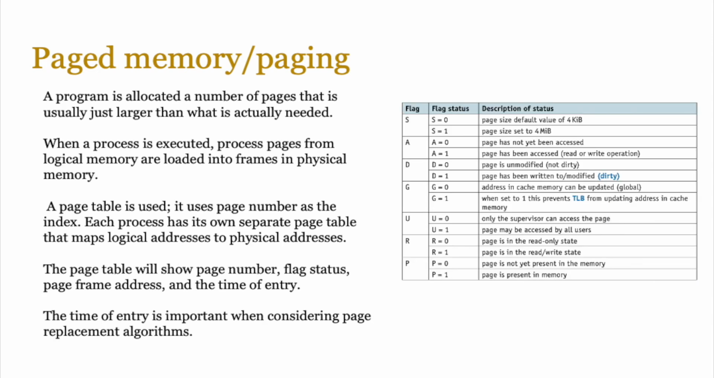A program is allocated a number of pages that is usually just larger than what is actually needed, to create some flexibility and perhaps have a bit of a buffer between different programs or processes being stored in memory. When a process is executed, process pages from logical memory, which is basically your hard drive space, are loaded into frames in physical memory, and a page table is used to organize all of this, and it uses page numbers as an index. Each page that you created, and remember, a page is part of a program, it could be instructions or data, is given a page number, and that's the index or your key field.